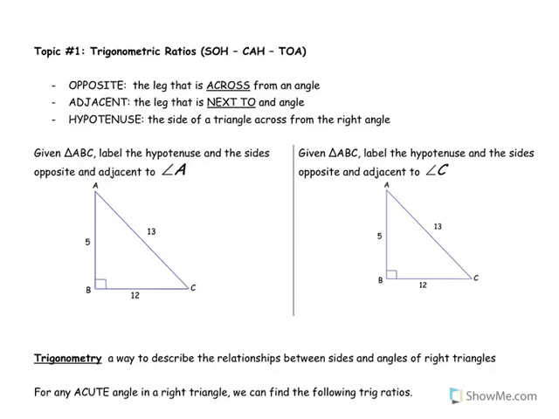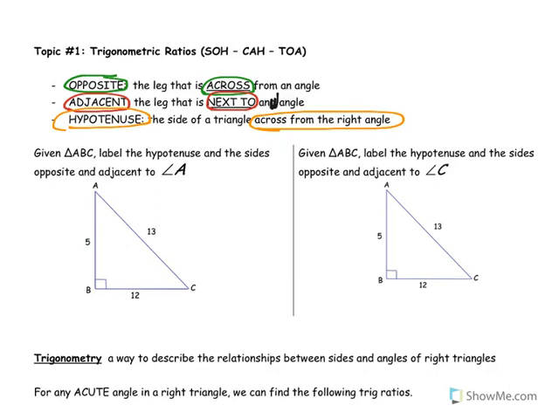So before I get started on actually diving into the trig ratios, I want to talk about 3 very important words. In this video, when I say the word opposite, I mean the leg of a triangle that is across from a certain angle, okay? So opposite and across. When I say the word adjacent, I mean the leg that is next to an angle, okay? There's a little bit of a typo there. And when I say the word hypotenuse, we've all been really familiar. That's the side of a triangle across from the right angle, okay?